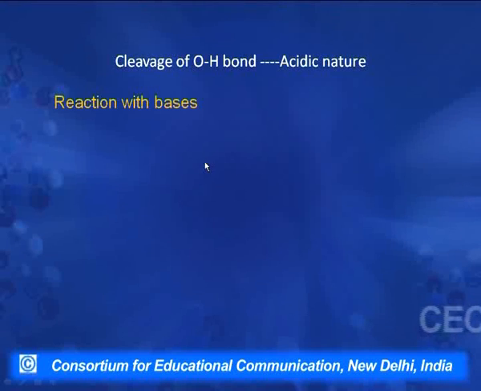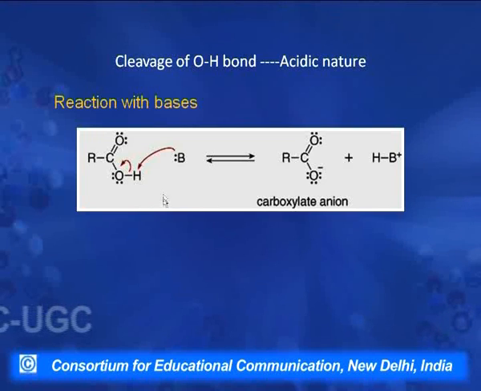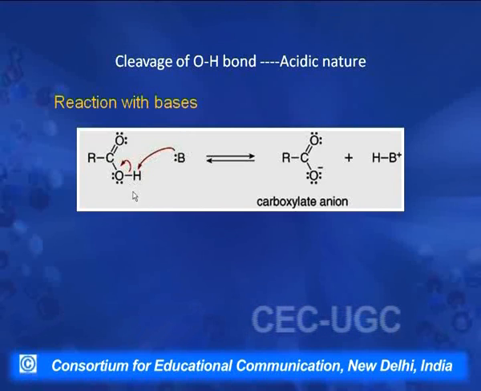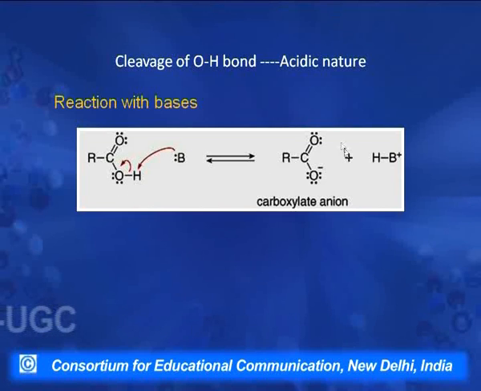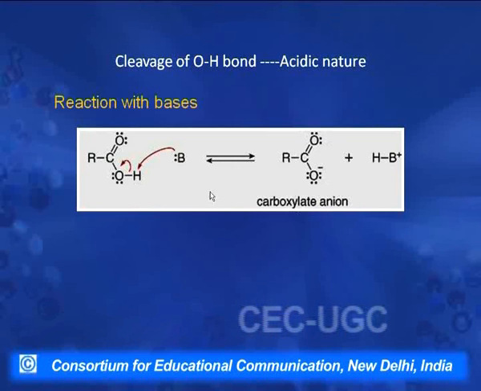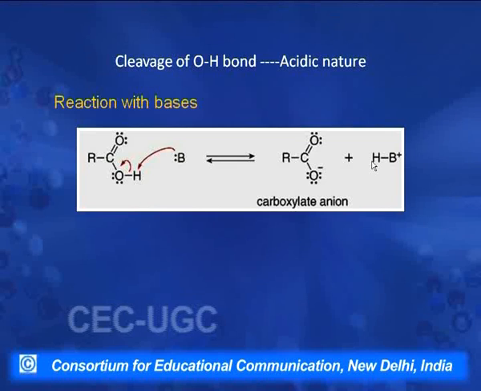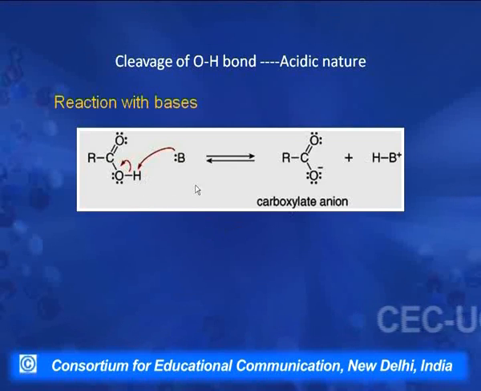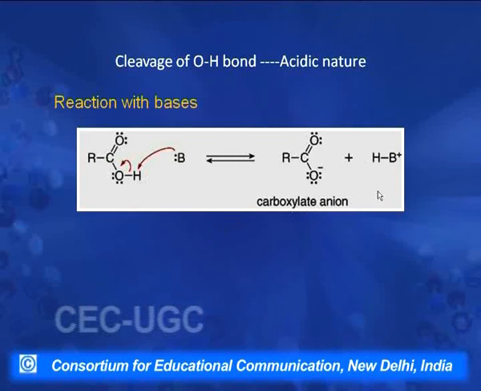Then their reaction with bases. Any base which has a pair of electrons will capture the hydrogen from here, and this pair of electrons will go to oxygen. So, we will get the carboxylate anion, or we say the salt from here, because the positive part of this base will form the salt here, and this is the base capturing the H part from here. So, any base will basically replace this hydrogen, and we will get salt from the carboxylic acid, or we say carboxylate anion.